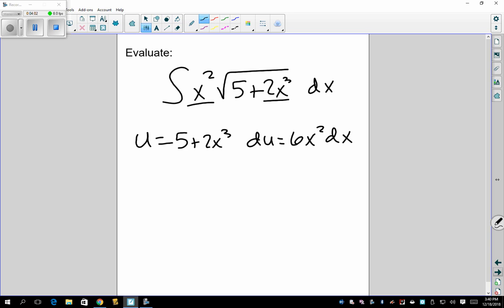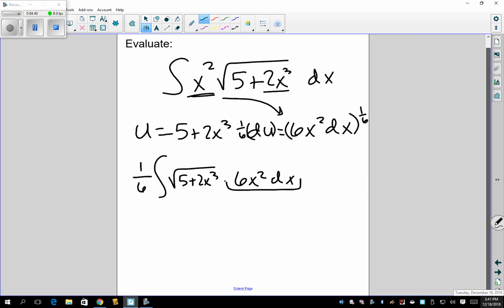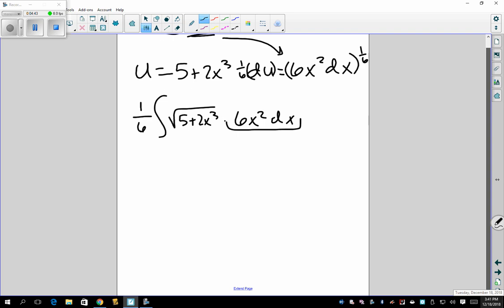Now in order for me to get things in terms of my u and du, I noticed that in my original, I'm missing that 6. So what I need to do is multiply my du by 1/6. So this ends up looking like 1/6 times the square root of 5 plus 2x cubed times 6x squared dx. Because this is all my du, if I multiply by 6, this becomes 1, and I end up with my original. So I need to balance it on both sides. This is just basic algebra, making sure that you are balancing out the scale.